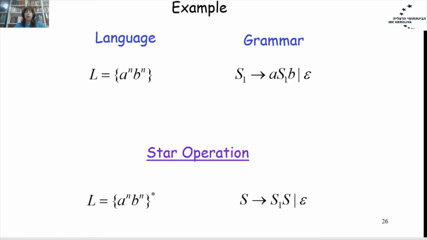Let's see an example. We will use as the first language the one from the previous example. L is a to the power of n, b to the power of n. We will use the rules S1 derives a S1 b, or epsilon. Now the star operation language will be a to the power of n, b to the power of n, star. And S will derive S1 concatenation S or epsilon, and then we will add all the rules that are used to derive the rest of the language from S1.